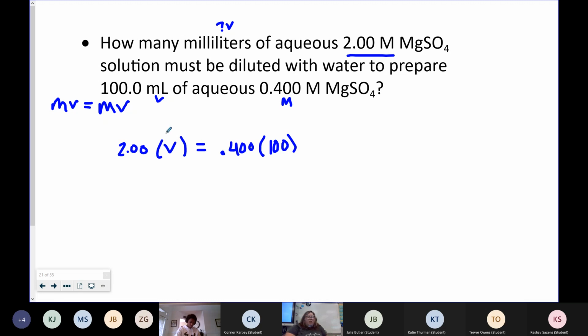So to solve for volume, we're going to have to simplify this side and then divide by 2. So you can do this all in one calculation. We're going to do the 0.4 times 100, and then divide by 2, and that should be 20 milliliters. Since our volume on the other side was milliliters, this will also be milliliters.